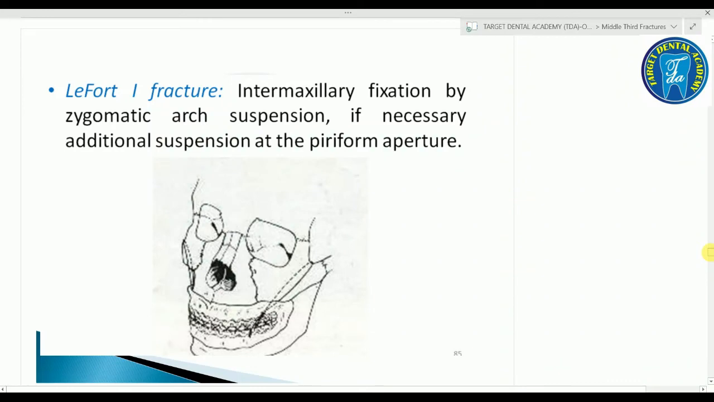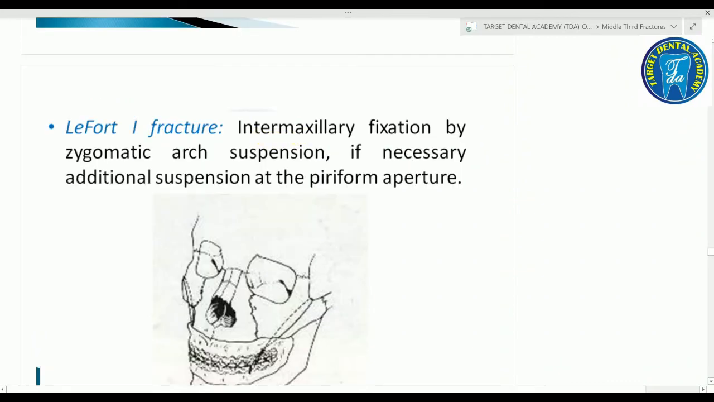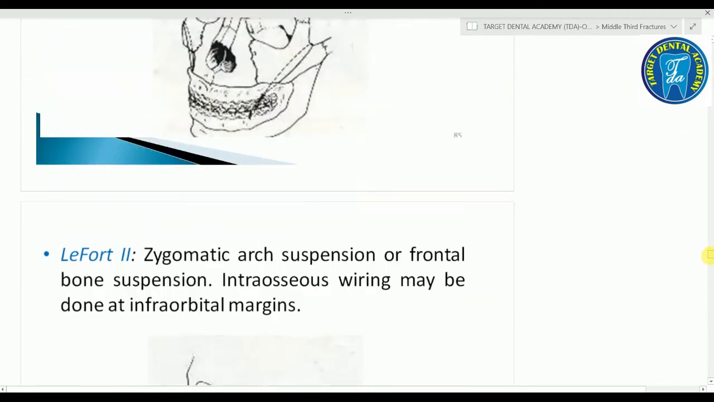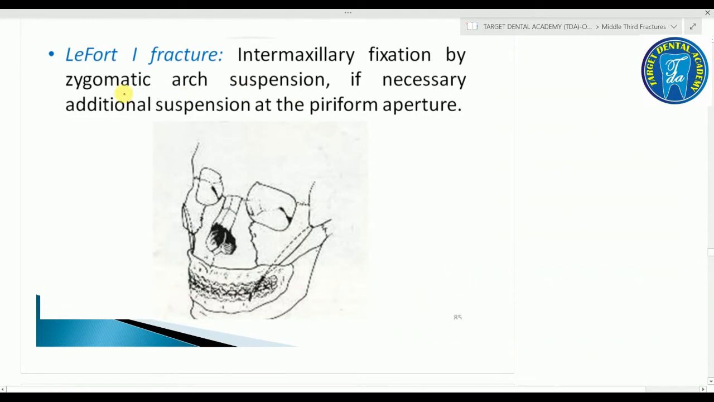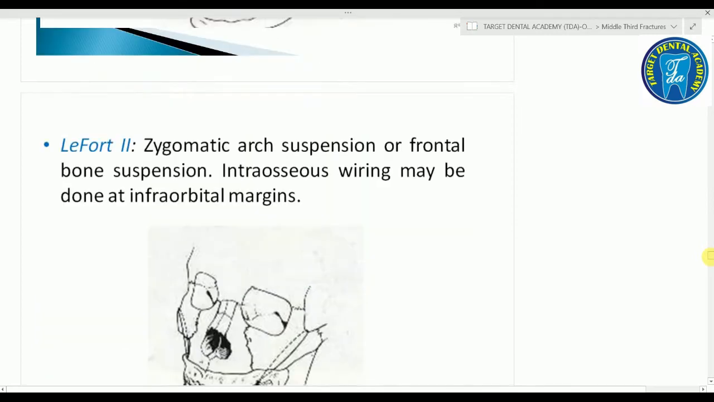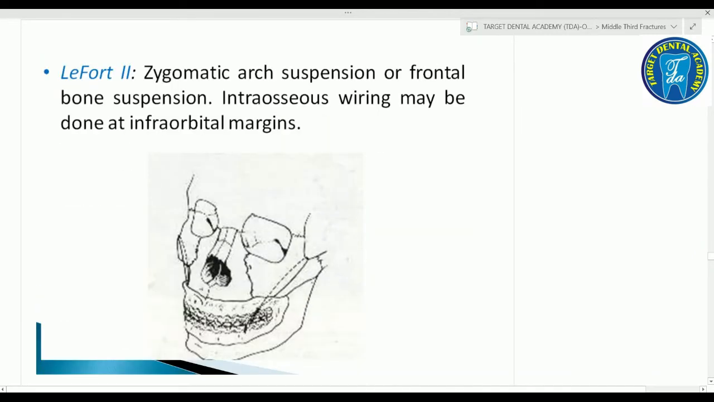Treatment of the Le Fort 1 fracture. In this, the intermaxillary fixation, the IMF fixation, by the zygomatic arch suspension, and if necessary additional suspension at the piriform aperture. So this is the intermaxillary fixation. Treatment of the Le Fort 2 fracture. In this, the zygomatic arch suspension or the frontal bone suspension, and intraosseous wiring may be done at the infraorbital margins.